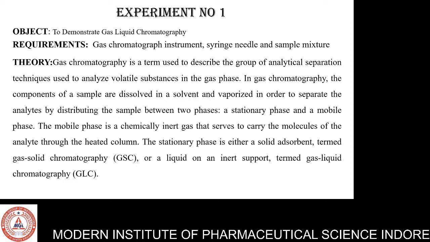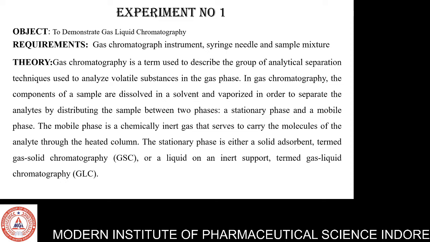Theory: gas chromatography is a term used to describe the group of analytical separation techniques used to analyze volatile substances in the gas phase. In gas chromatography, the components of a sample are dissolved in a solvent and vaporized in order to separate the analytes by distributing the sample between two phases. First is the stationary phase and another one is the mobile phase.